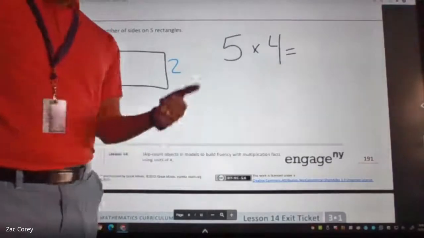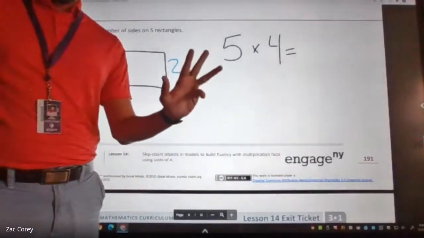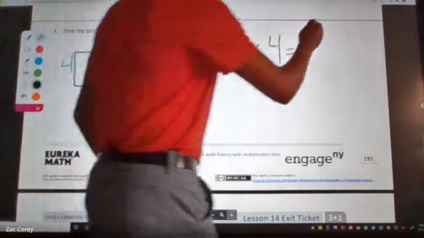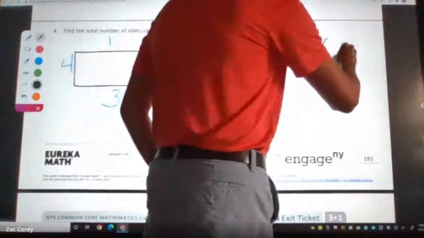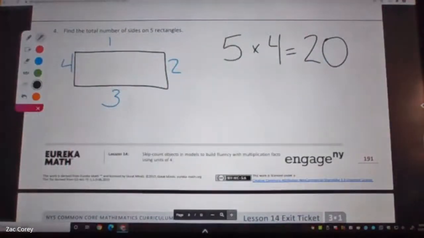So we have 5, 10, 15, 20. 4 times. We counted by 5 4 times, and that gave us the answer of 20. So the answer, how many sides does 5 rectangles have? It has 20 total sides.